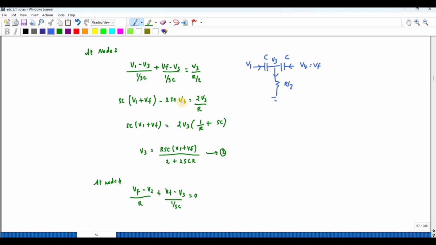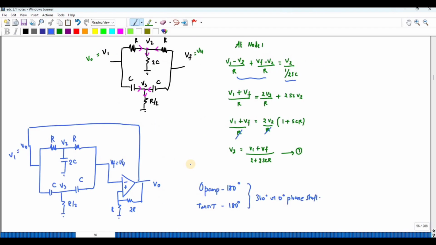You move this V3 to the right hand side. On moving, you will get SC into V1 plus Vf is equal to 2V3 into 1 by R plus SC. So what is V3 now? V3 is equal to RSC into V1 plus Vf divided by 2 plus 2SCR. Okay. So next one is node 4. Where is node 4?